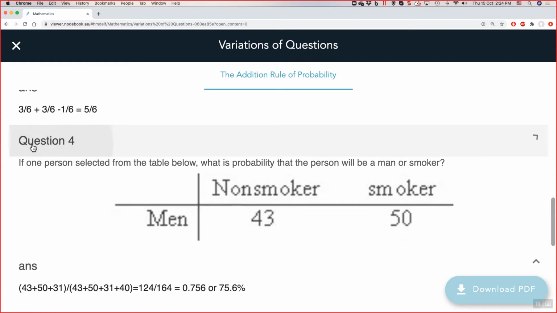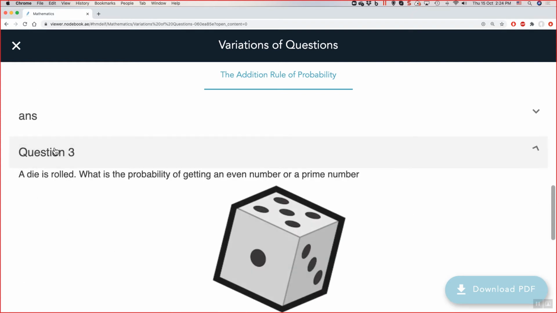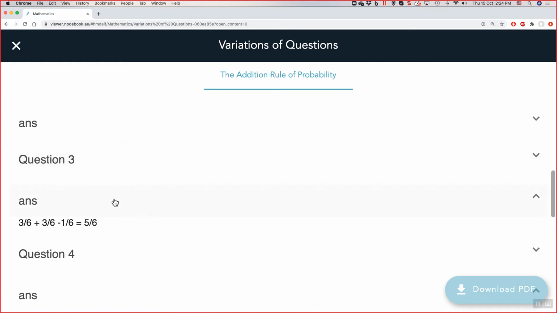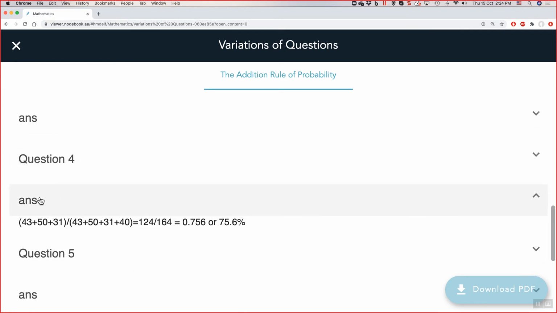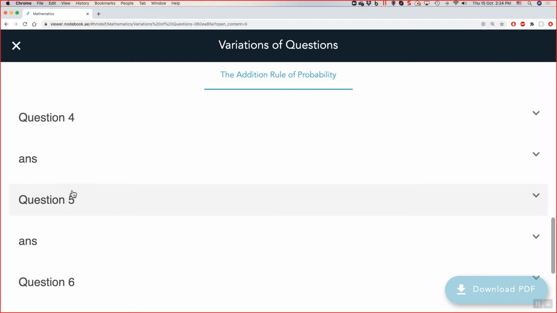Different experience, different story, different scenario for applying the addition rule. But we have seen 4 questions so far. Let us see more. Are there more ideas? Yes, there are more ideas.